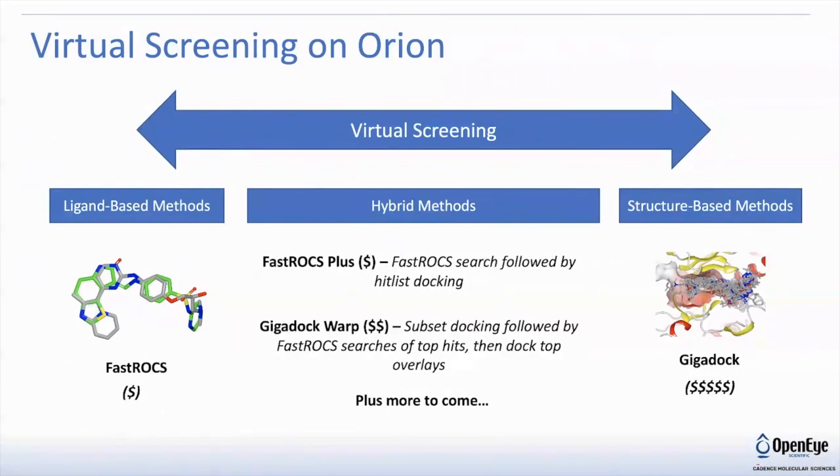Another alternative is GigaDock Warp, which docks a sizable subset of a given collection, identifying shape and color features important to binding. The top docked molecules are then used as FastRocks queries against the entire collection, to identify other compounds that have a high probability of activity, and those compounds are then docked into the active site. This flow has been found in our benchmarking to cost approximately 1/8 of a full GigaDock run, while still affording about 70% of common hits to the full run.